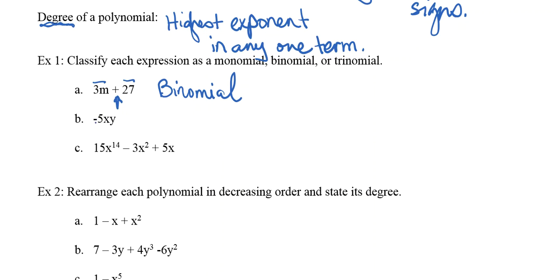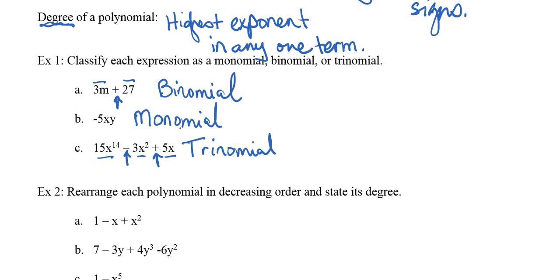In this one, I do see a negative sign, but it does not count. It's not really something subtracting something else. So this is considered one term, so it is a monomial. In C, I see this being subtracted and this being added. So I have 1, 2, 3 terms, so this is a trinomial. We only have terms for the first three: monomial, binomial, and trinomial. Anything with more than 3 terms we just say is a polynomial.